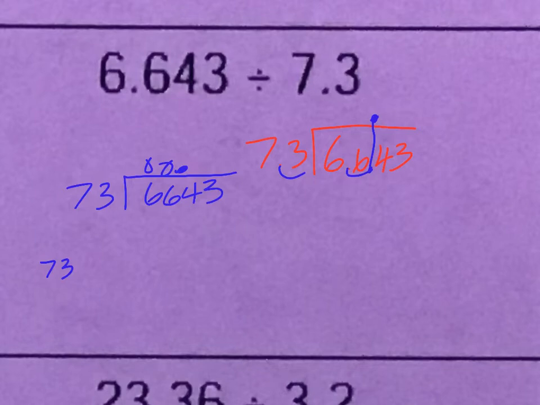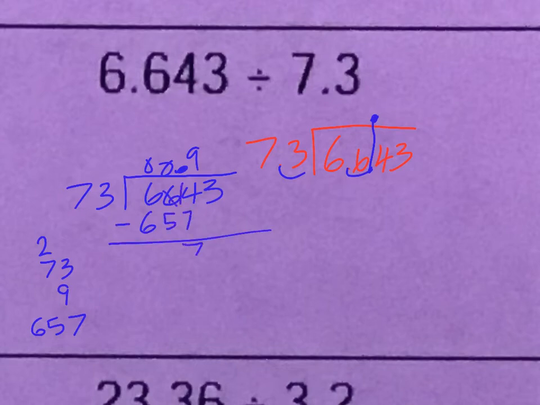Well, if that was 6 times 70, it would be 420. 7 times 7 is 49, so not close. How about 9? What's 7 times 9? 63. Well, let's see if that works. 7 times 9 is 63, 64, 65. It must go 9 times because it's real close. So there, and then we go 657. We subtract, we get 7. We bring down our 3. It goes once. So my answer is 91 hundredths.